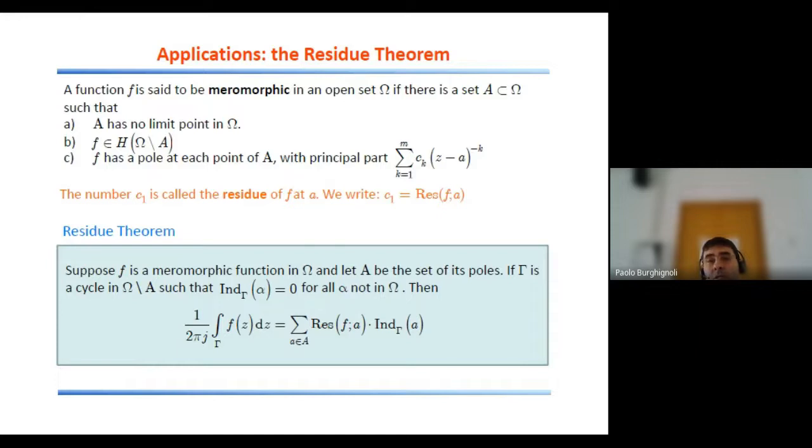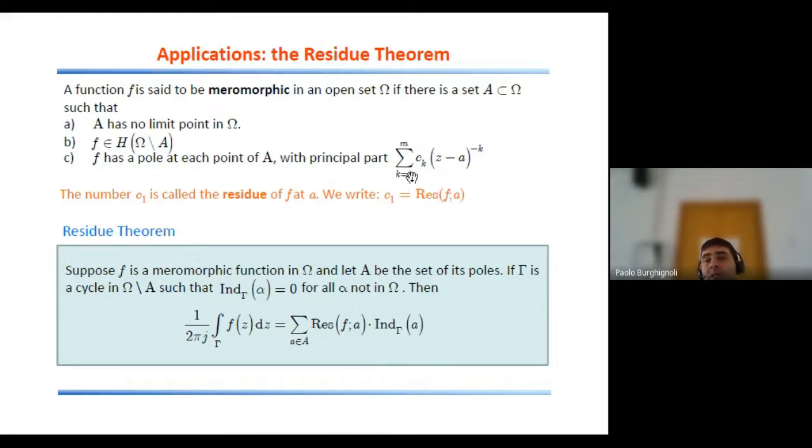Well, residue is a word that was adapted from the French résidu, introduced by Cauchy. Residue means what remains. A function f, let's first give the definition. A function f is said to be meromorphic in an open set omega if there is a subset A of omega, such that A has no limit point in omega. The function f is analytic in omega with the exception of this set A, and f has a pole at each point of this set A with some principal part.